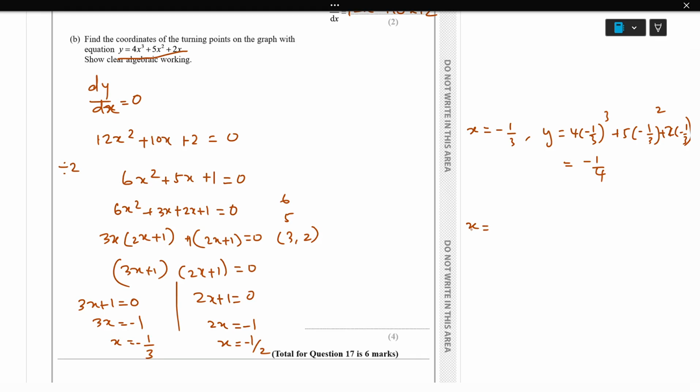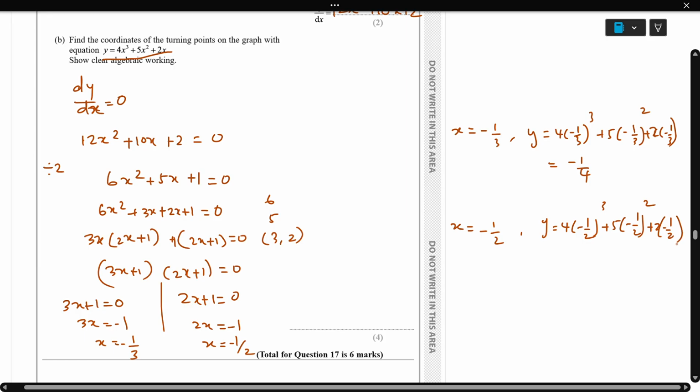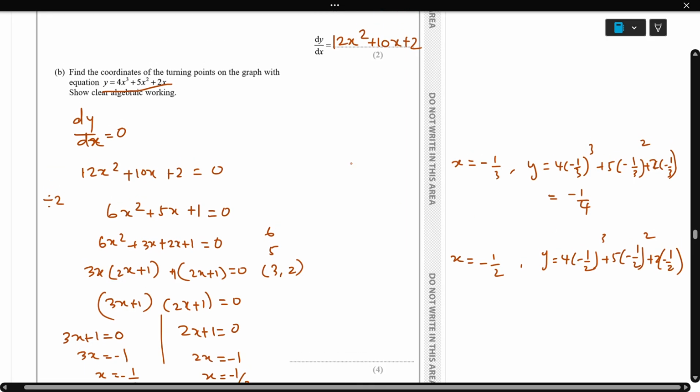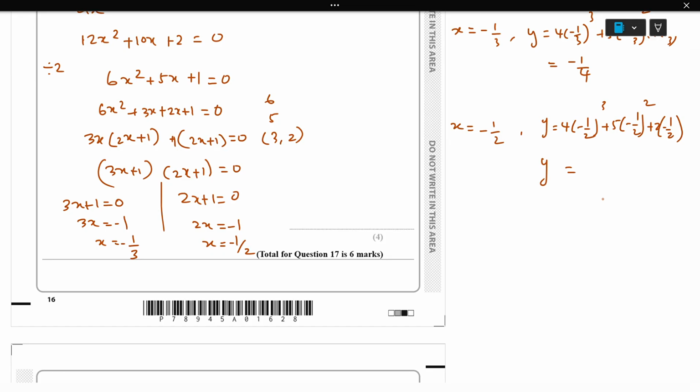Next, x equal to minus 1 by 2. Put minus 1 by 2 in: y equals 4 into minus 1 by 2 whole cubed, plus 5 into minus 1 by 2 whole squared, plus 2 into minus 1 by 2. So we are substituting the x value into y. I will get the answer: minus 7 by 27.